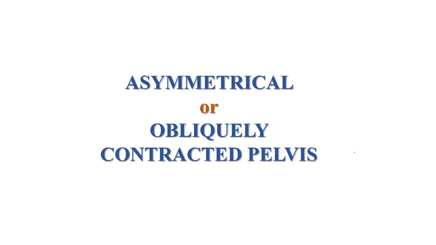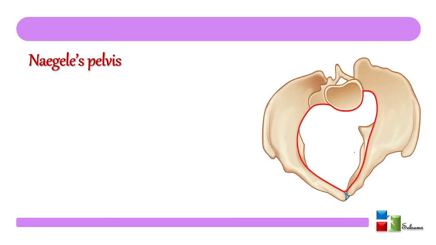Check for asymmetrical or obliquely contracted pelvis. How do you check it? You should know this. We really can't assess, but people who have experience will be able to identify. So let me tell you the different types of asymmetrical pelvis. This is Naegele's pelvis. So what happens here?